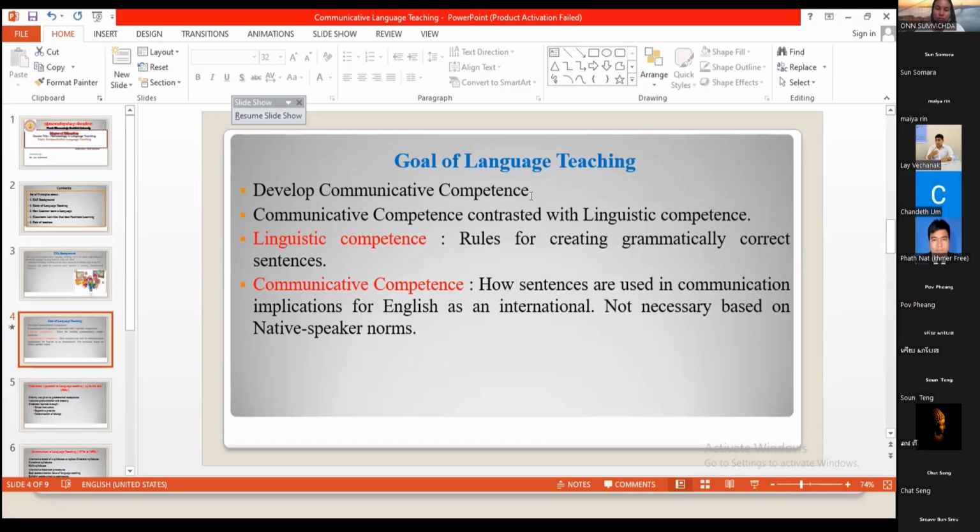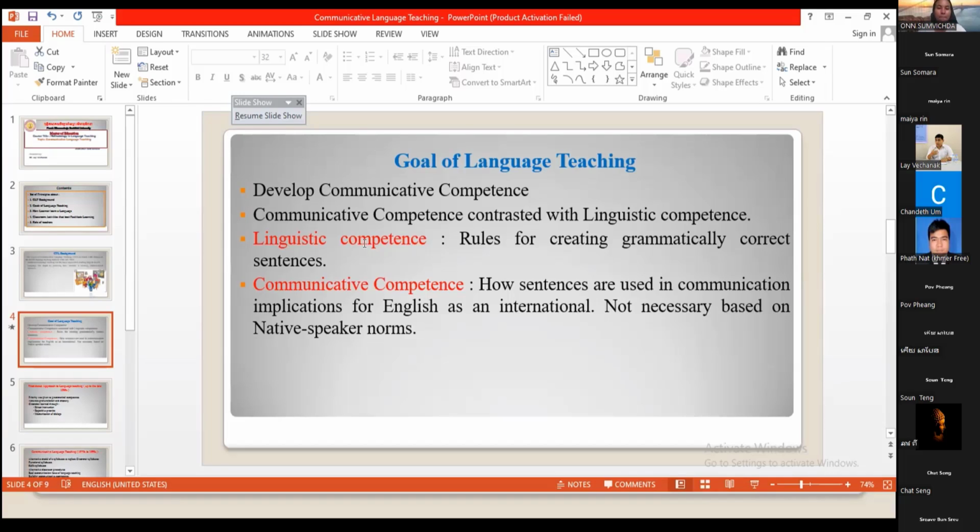And communicative competence contrasts with linguistic competence. So we're going to see what linguistic competence is and what the difference is between linguistic competence and communicative competence. Linguistic competence is the rules of creating grammatically correct sentences. In the previous time, when we taught students, we focused on linguistic competence. It means we wanted to develop students to use grammar correctly. That's why we call it linguistic competence.